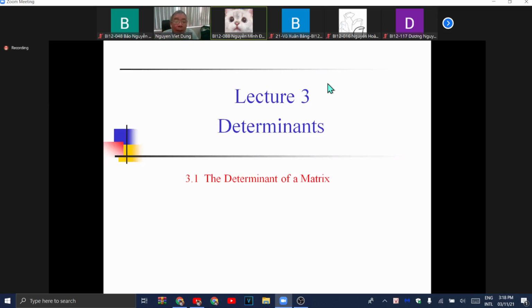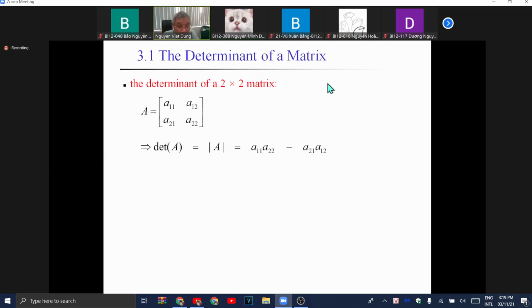Whenever we say the determinant of a matrix, we always mean a square matrix, so be careful about that. And it is defined as follows. First, the determinant of a 2 by 2 matrix is very easy to define. Suppose that A equals a matrix with entries A11, A12, A21, A22. Then the determinant of A is a number denoted by A between two parallel vertical lines, and that number is defined by the formula on the screen, you see.